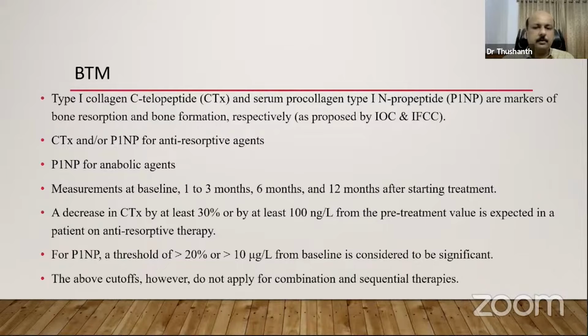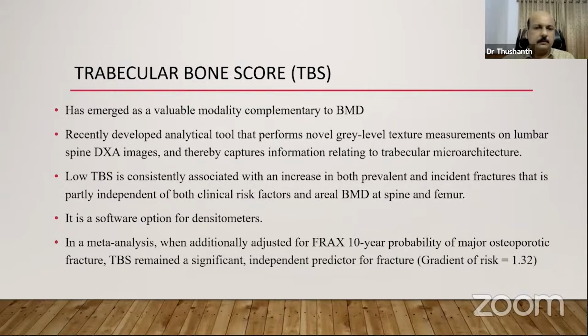The above cutoffs, however, do not apply for combination and sequential therapies. They can be used more when these agents are used alone. So bone turnover markers are basically for treatment monitoring. Diagnostic value is not that much. CTX and P1NP are the options which are available.